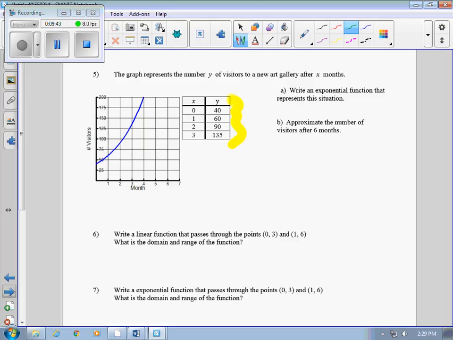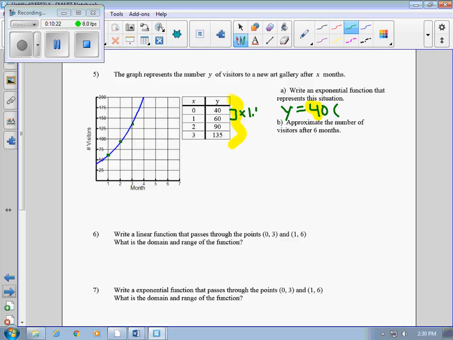Then after 1 month, we had 60 visitors. After 2 months, we had 90. After 3 months, we had 135. So we have to write an exponential function that represents this situation. We look and say, okay, y equals, and how would we write this? The starting point is 40, so we start with 40. And we have an exponential increase of 1.5.